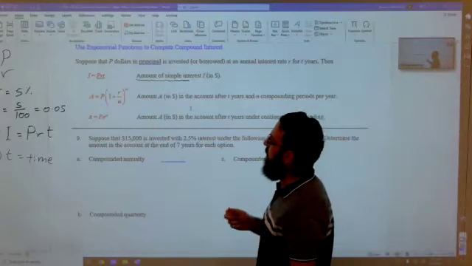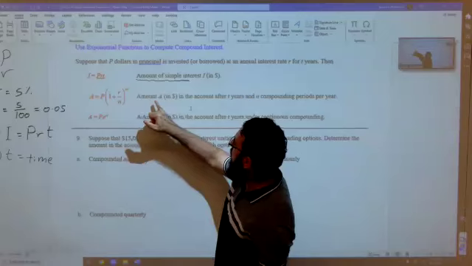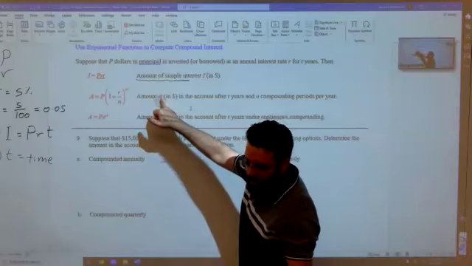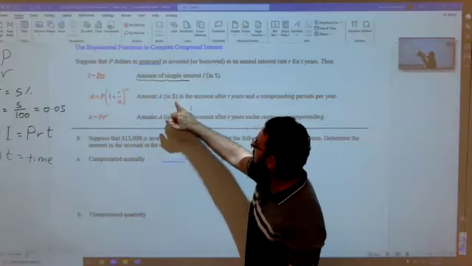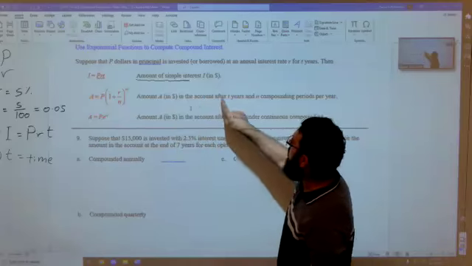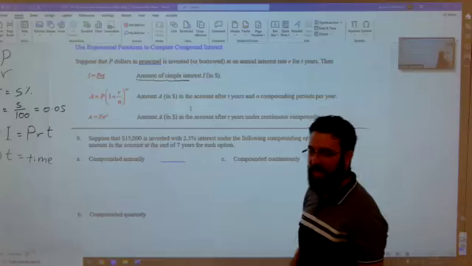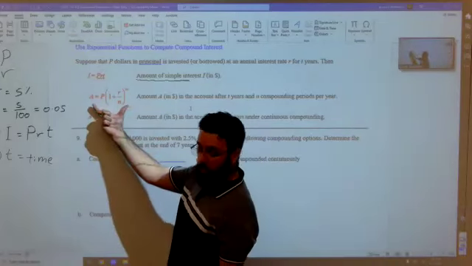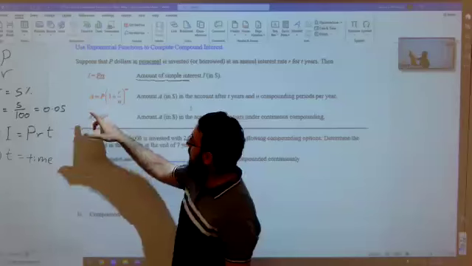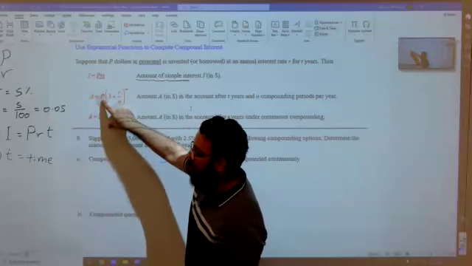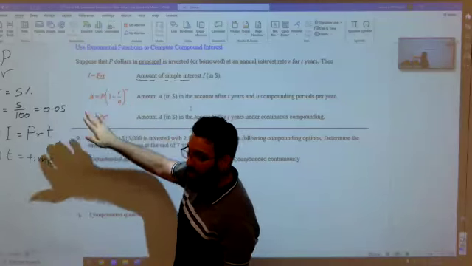The second formula, amount A in dollars is the account after T years. So what does that mean? Now I have the second formula, you see? I have a different formula. P is the deposit, right? We're going to explain that one by one.